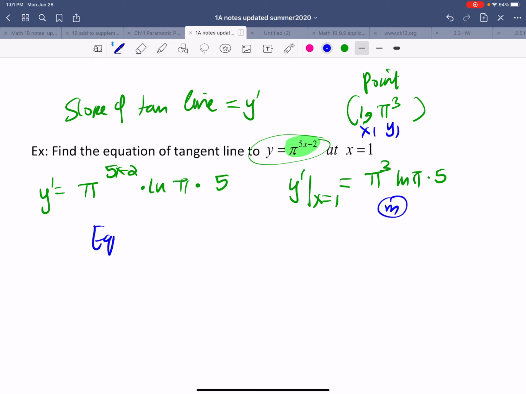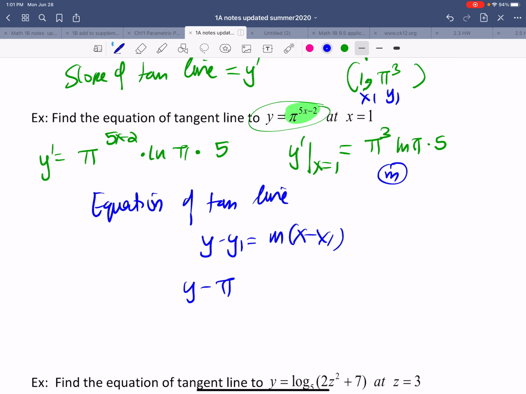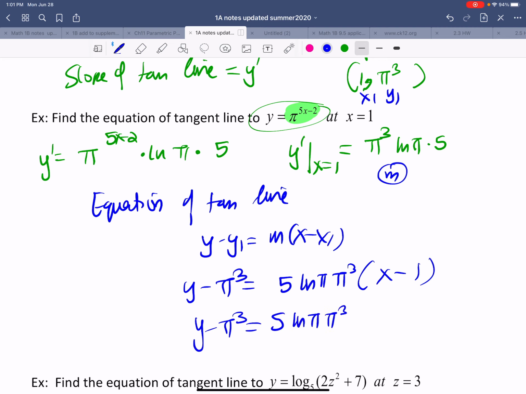So equation of tangent line is going to be, we can use the point slope form. Y minus y1 is equal to m times x minus x1. y1 is pi to the third power. M is 5 natural log of pi times pi to the third. X minus x1 is x minus 1. So y minus pi to the third equals 5 natural log of pi to the third times x, minus 5 natural log of pi to the third.